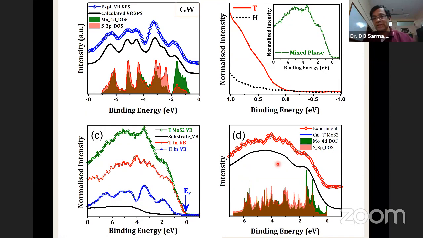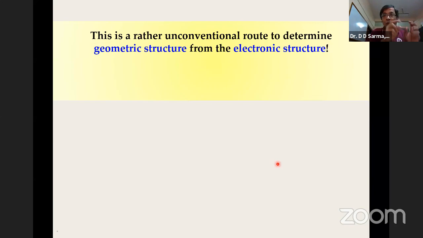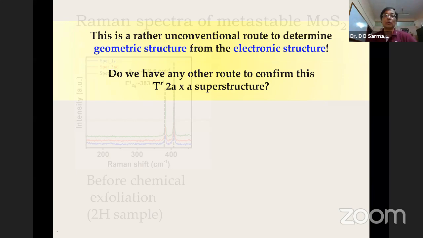This is, of course, all published, but this is an unusual way of figuring out the geometric structure from the electronic structure. Normally, you go the other way: knowing the geometric structure, we can answer what the electronic structure is from theory. Is there a more direct way of showing this? Let me show you that there is a more direct way, and that comes from Raman spectroscopy.